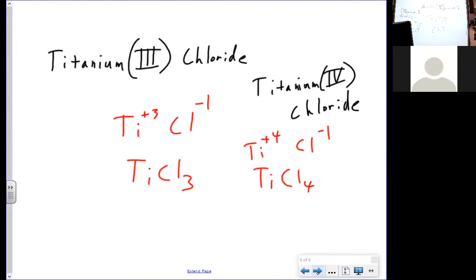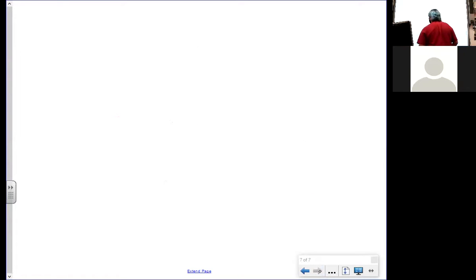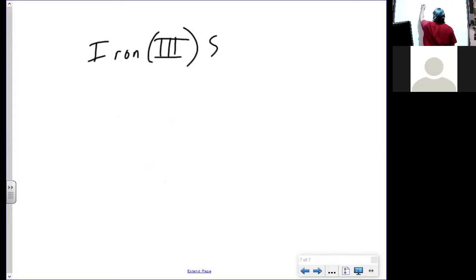Yes, sir. I got a question about the ion naming. Okay. Right, iron 3 sulfide. Iron 3 sulfide. Let's do it. You looking ahead at the worksheet? Yeah. Cool, that's what I like to hear. Iron 3 sulfide. All right, what's iron?